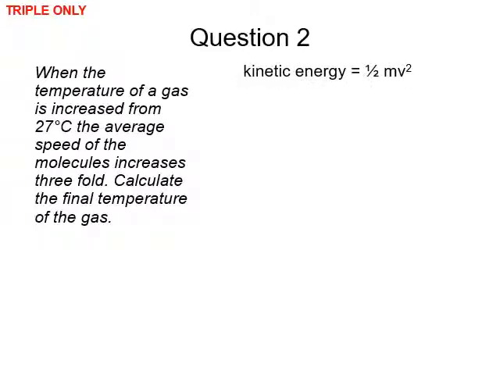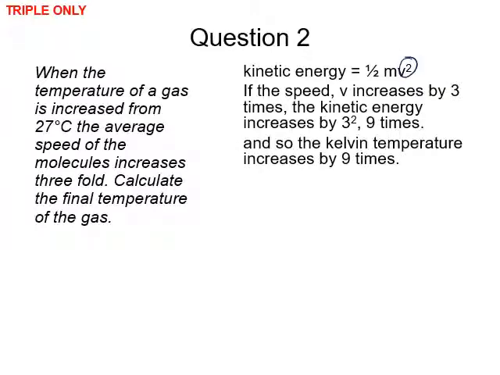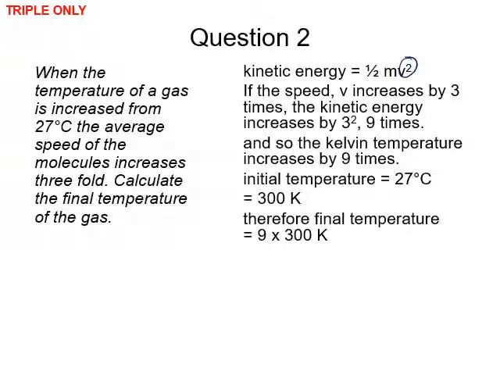Kinetic energy is half mv squared, which we know from last year. If the speed v increases by 3 times, then the kinetic energy would have increased by 9 times, because it's v squared. Therefore, the Kelvin temperature would have increased by 9 times, because temperature is proportional to kinetic energy. The initial temperature was 27 degrees Celsius, which is 300 K. So therefore, it must be 9 times 300 K, or 2,700 Kelvin, or 2,427 degrees Celsius. Quite hot.